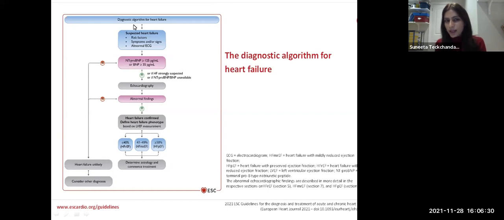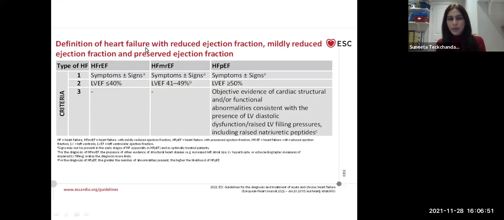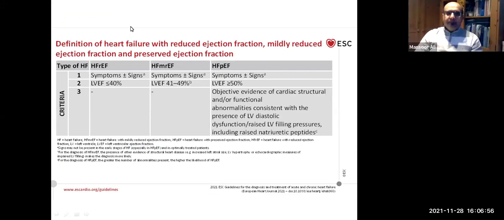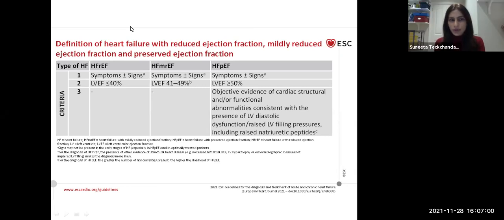Now, this is the diagnostic algorithm for patients who have already been diagnosed with heart failure, and you then further classify them into the 3 groups of heart failure, which is based on the ejection fraction. So if we go one slide forward, Mansur, you'll notice this slide tells you NT-proBNP of more than 125. These are the chronic heart failure patients. So this is the classic classification of heart failure based on ejection fraction, which I'm sure you have all come across now.